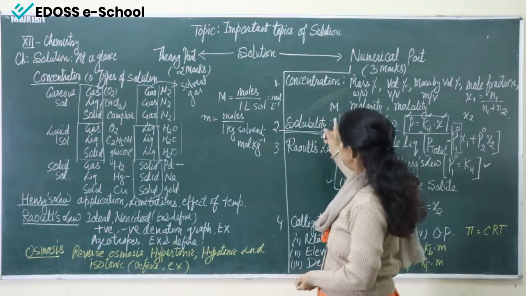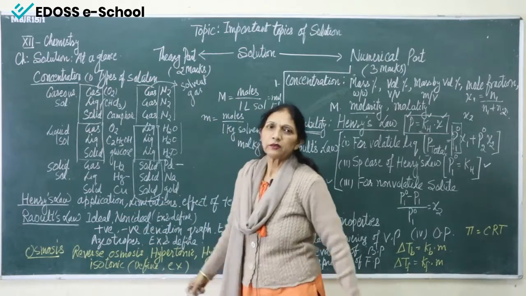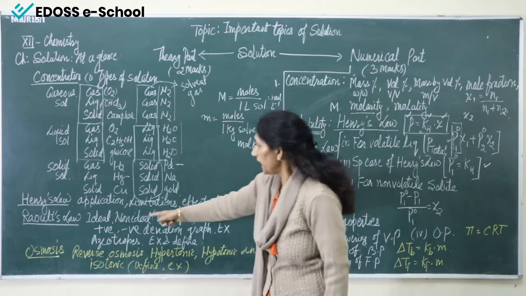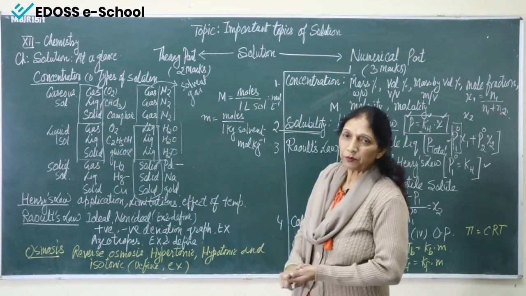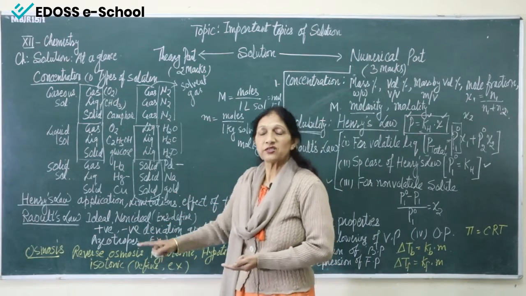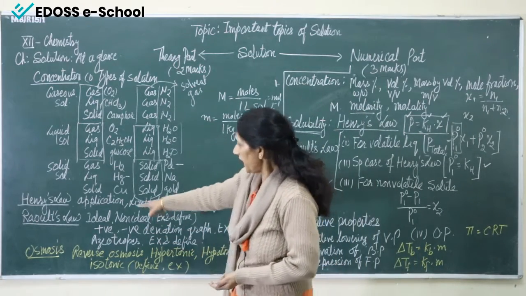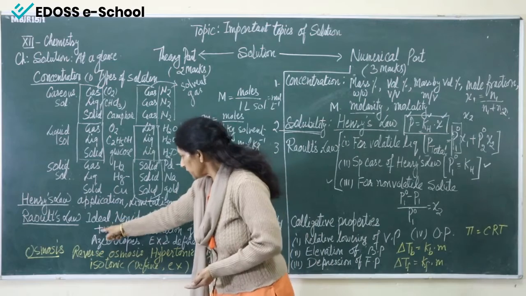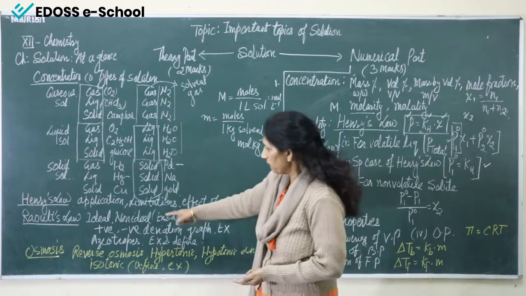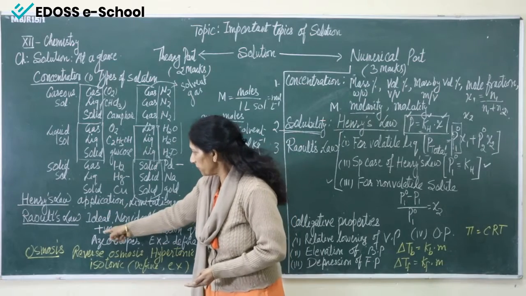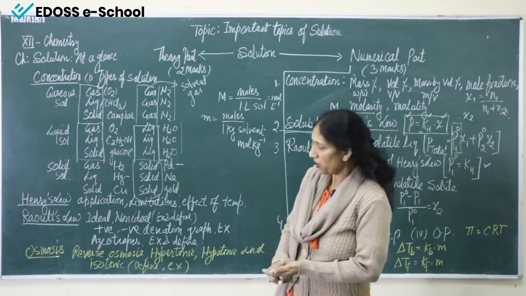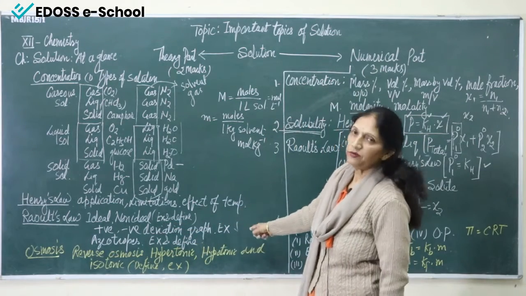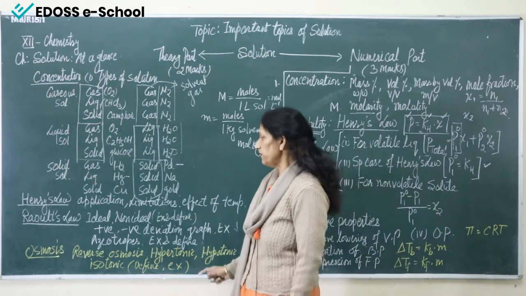Now coming to the theory portion. For Raoult's law, every time you get questions like ideal and non-ideal solutions. So you have to prepare their definitions and examples. This is very important. Then you have to prepare positive and negative deviation from Raoult's law, the graph related to it, and examples of liquids which show positive or negative deviation.